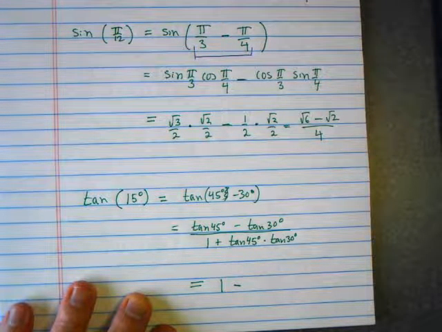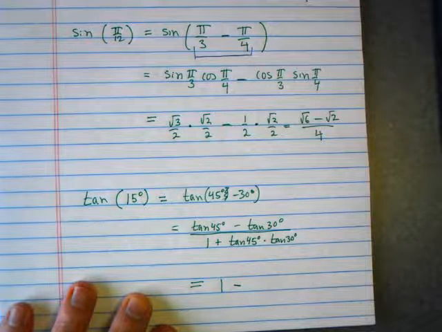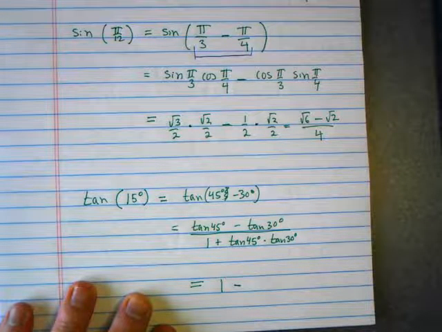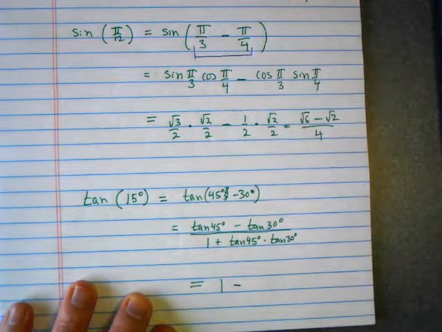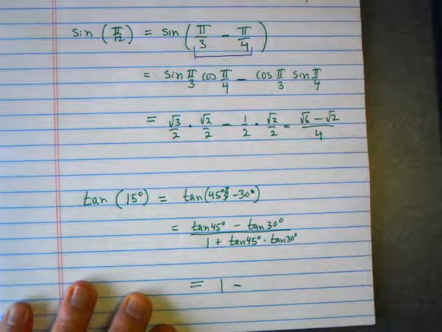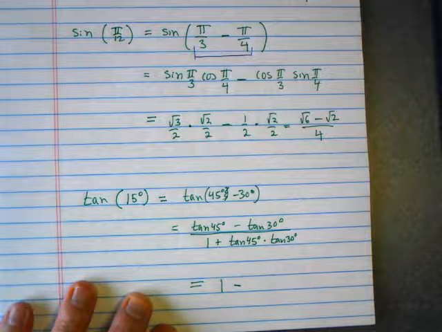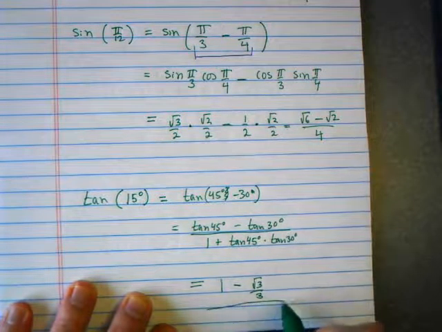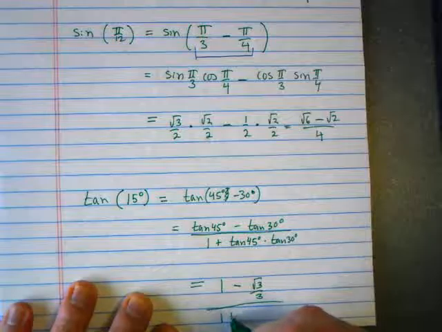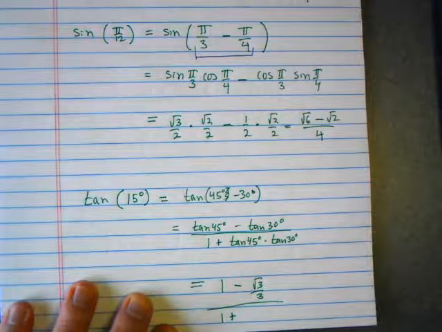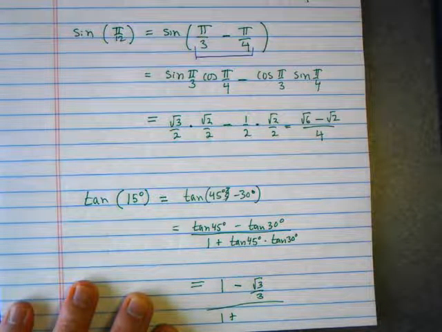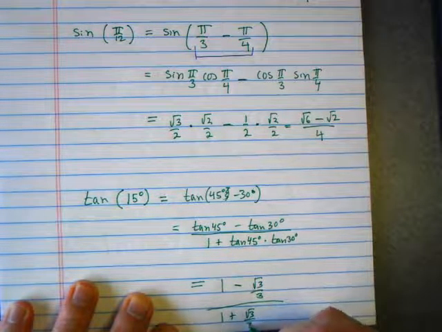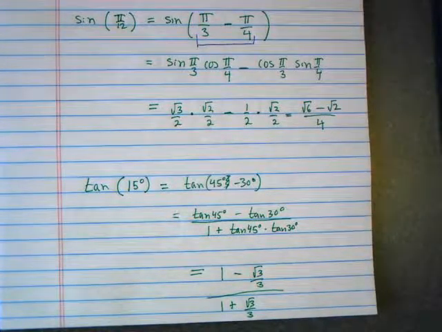Which one's 30 degrees? 5 or 6? Tangent of pi over 6 is the square root of 3 over 3. Which is what you said, and you're both correct. Square root of 3 over 3, divided by 1 plus tangent of 45, which is still 1, and the tangent of 30 is still square root of 3 over 3. They did not change.